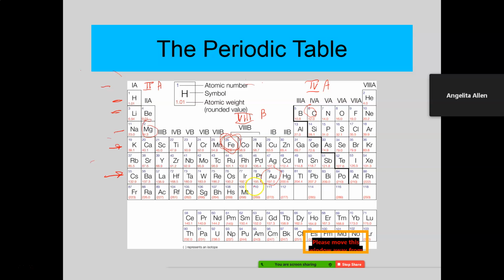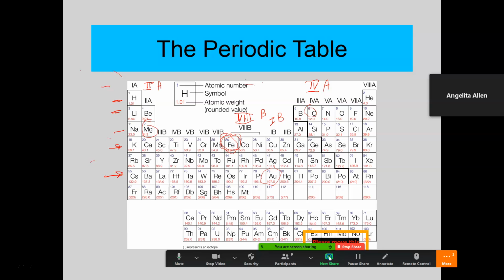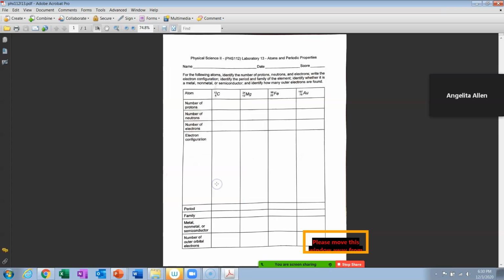And what would gold be? 1B. And usually I put the I with bars over it, which still looks like an I, 1B. Perfect. Those are the families. Okay. Now, what's the next question? Is it a metal, non-metal, or semiconductor? We're looking at these four: carbon, magnesium, iron, and gold.